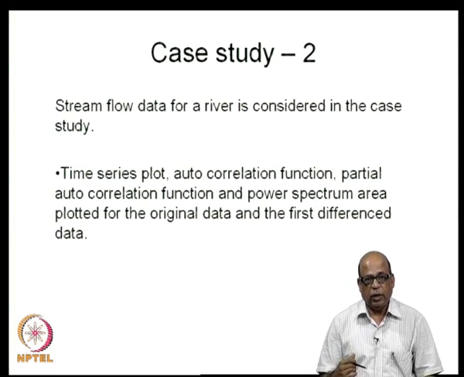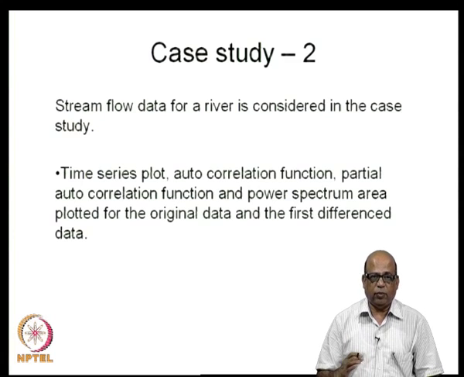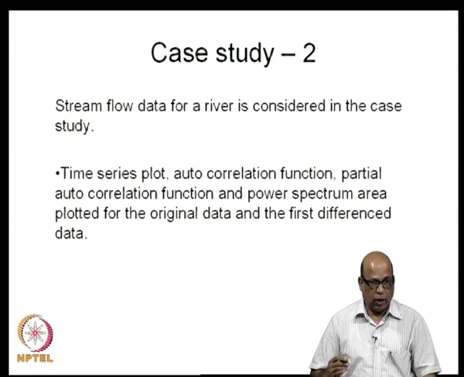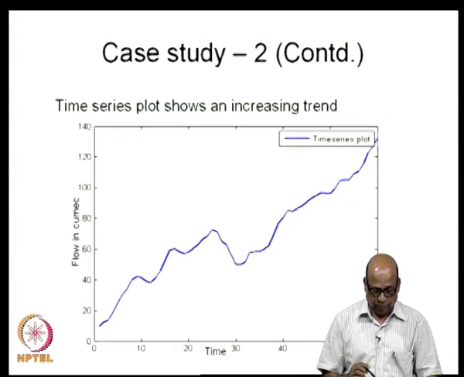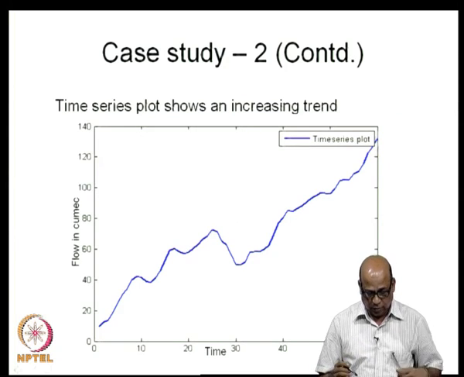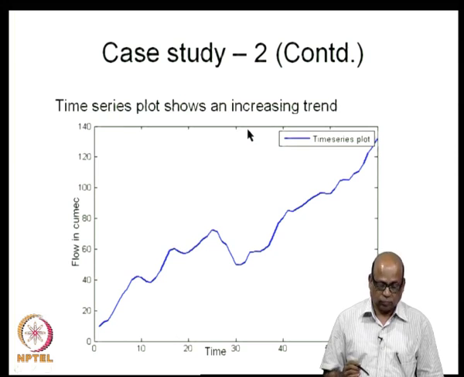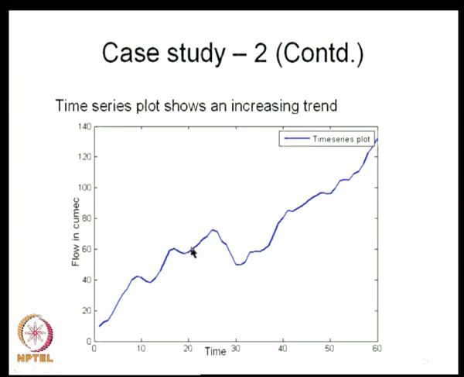But apart from the trend itself, we would like to build models for synthetic generation of data as well as for forecasting of the data. So, let us look at annual stream flow data. This is for 60 years at a particular location. There is a certain trend; on an average these are all increasing. So, there is an increasing trend over the last about 60 years.